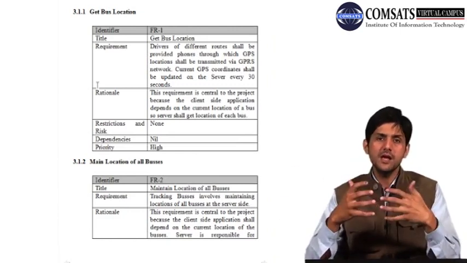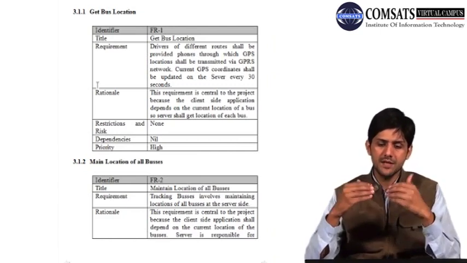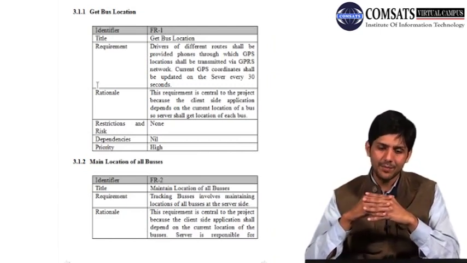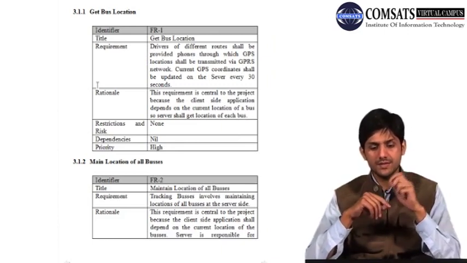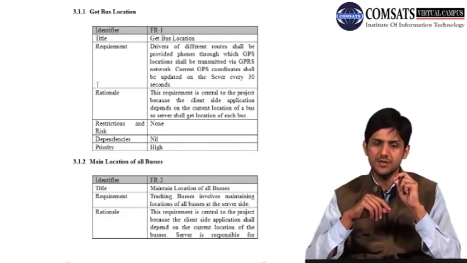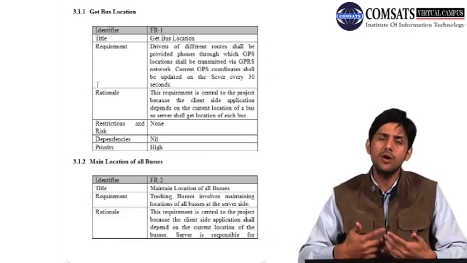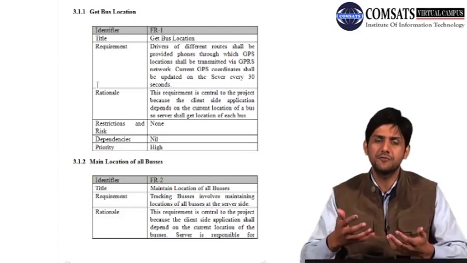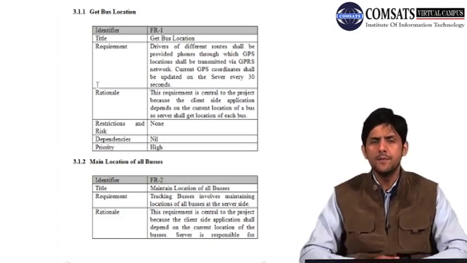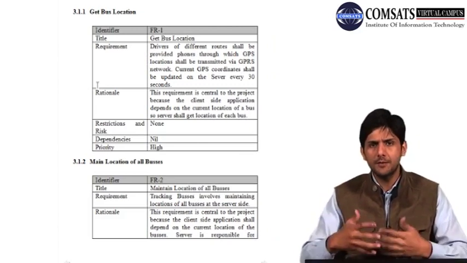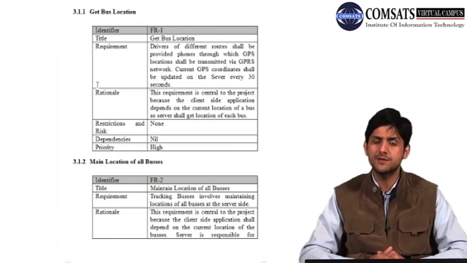And then there is the rationale of the requirement, another section in the table, which says that this requirement is central to the project because the client-side application depends on the current location of a bus, so the server shall get the location of each bus. So rationale gives you more understanding of why we thought that this requirement should be part of our software. Rationale is necessary to give the logic behind why we are adding a certain service in our software.